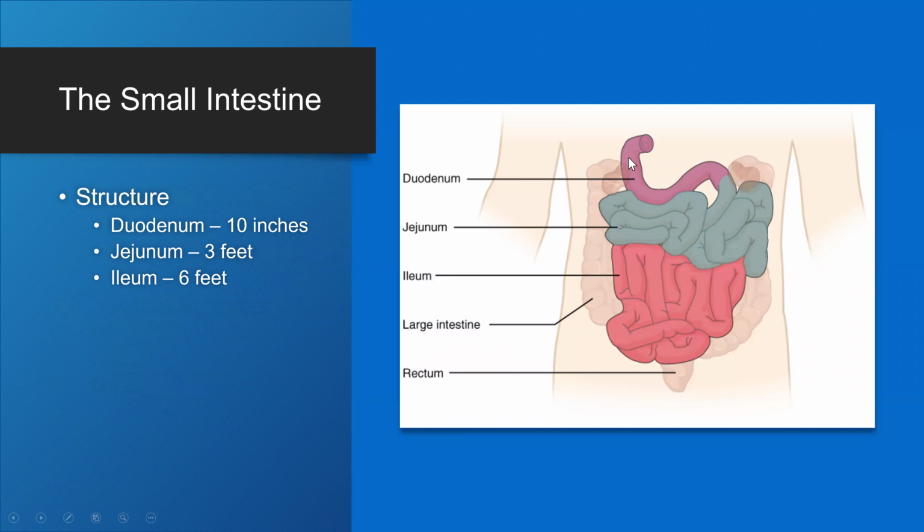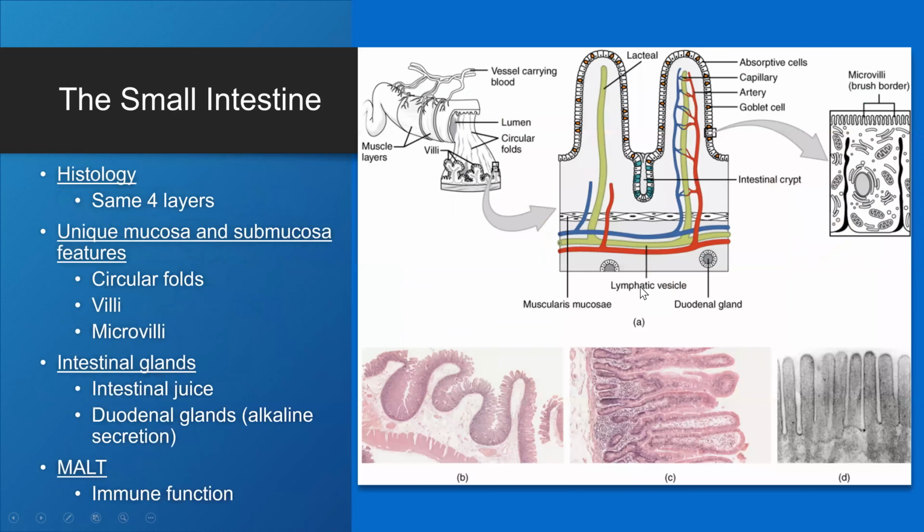After that, our chyme moves to the small intestine, and small intestine has 3 parts: duodenum, the shortest one, about 10 inches, jejunum, about 3 feet, and ileum is the longest one, 6 feet. Now, histology of the small intestine, we have the same 4 layers: mucosa, submucosa, muscularis externa, and serosa.